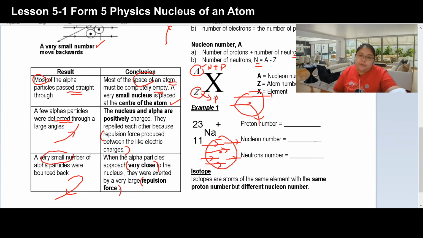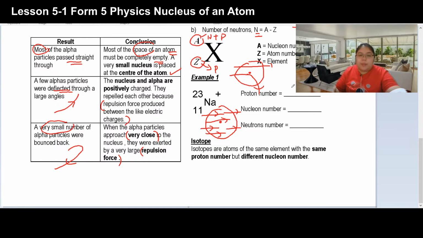For example, let's see this one, example 1. This one is sodium, 23 and 11. 23 is the nucleon number, that's A. This one is Z, the proton number. So the proton number we got is 11 only. The nucleon number is 23. The neutron number is 23 minus 11, so you get 12 for neutrons.